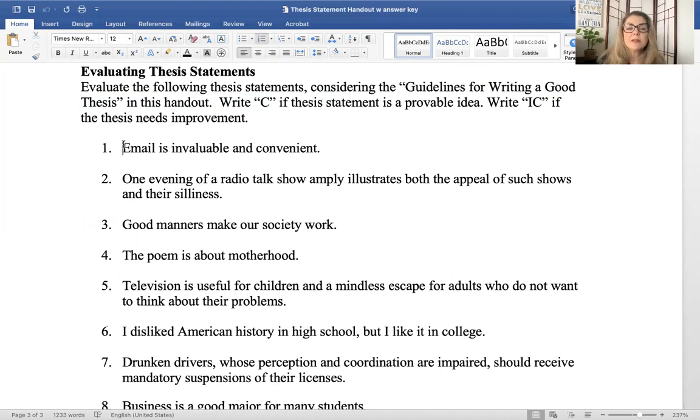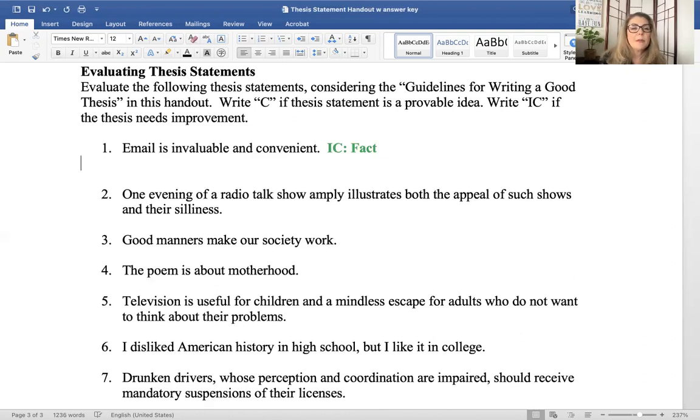And it reads, email is invaluable and convenient. And at first glance, I'm sure you're thinking to yourself, well, yeah, we know this. Everybody knows that, we can't live without email now, and how convenient it is. I mean, you have to have an email address for work, for school, for your kids. It's just something we all need. So we're going to go ahead and put IC for that one, and we're going to call this a fact.